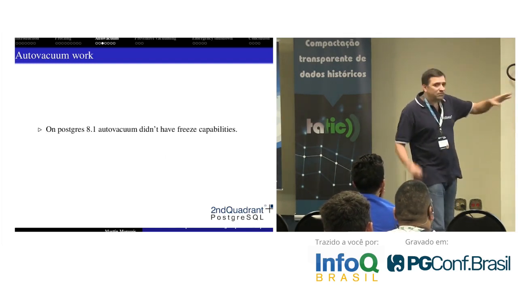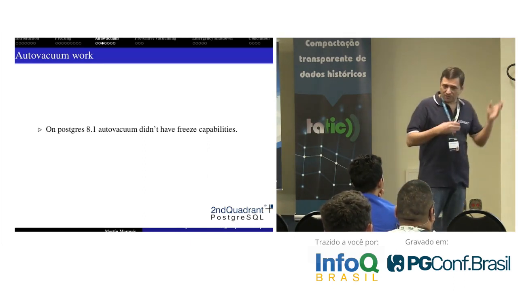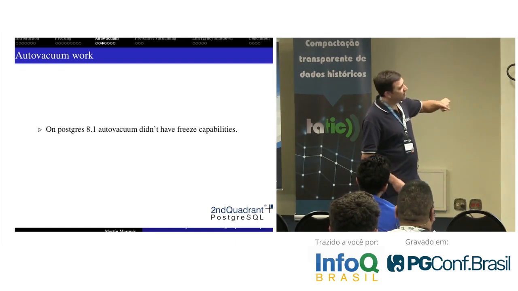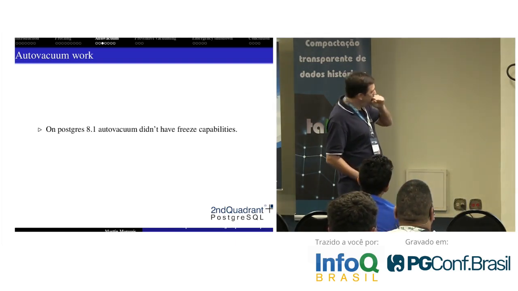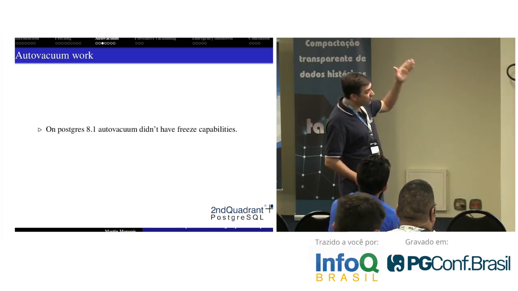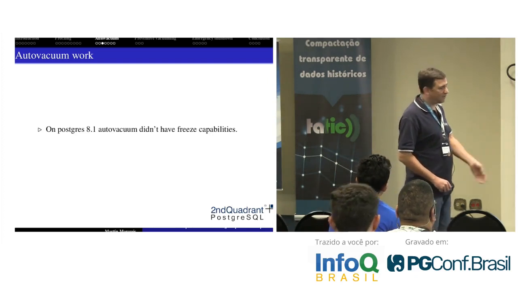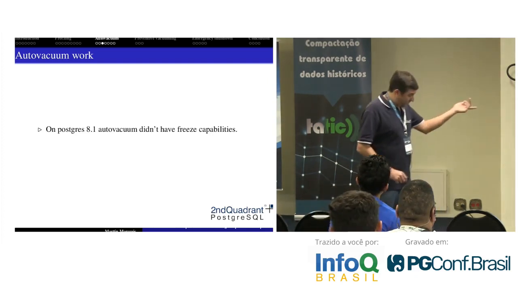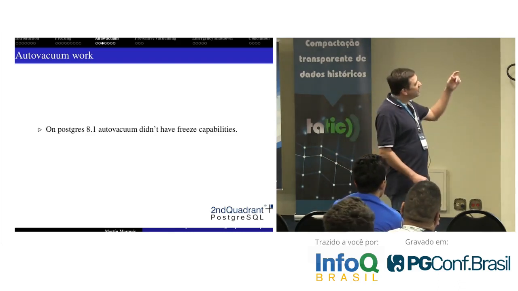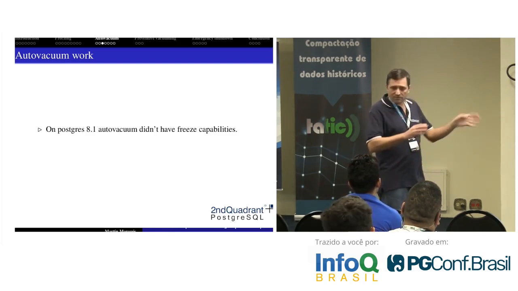So in 8.1, autovacuum was there. You could enable it. It would clean up the tuples, but it didn't have all the freeze capabilities. So even if today on 9.4, 9.5, 9.6, 10, or 11, or 12 in a couple of months, or 12 beta, if you want to test it, you can disable autovacuum. You can say, okay, autovacuum, you can disable it.